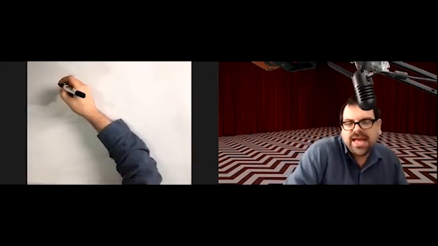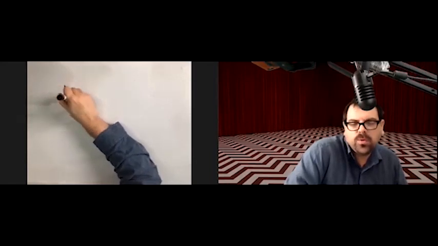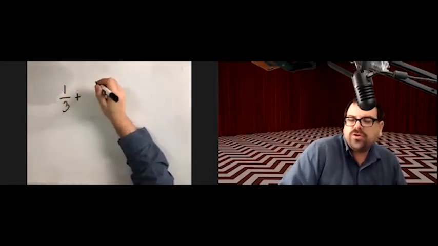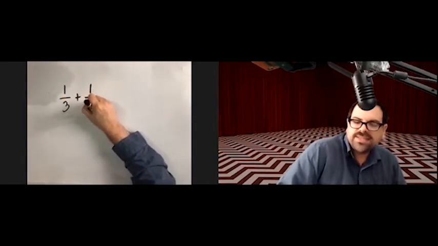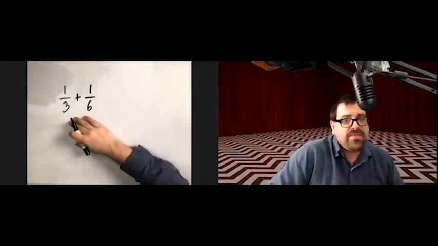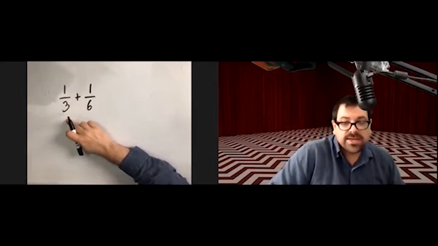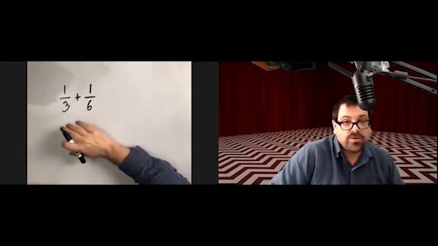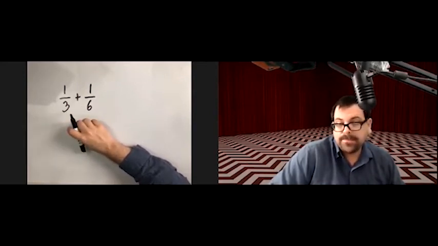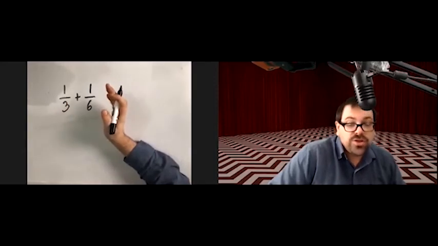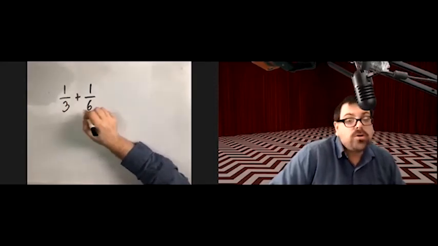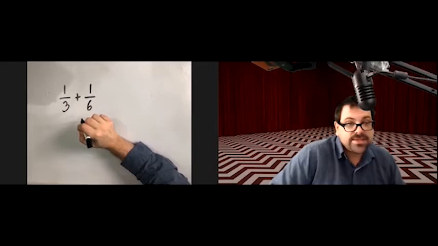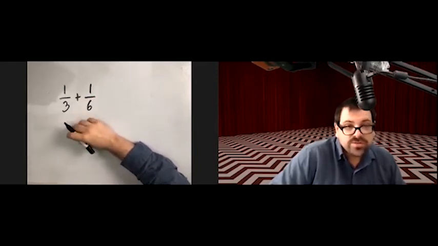For instance, if we had 1/3 plus 1/6, we can't add these, not yet, because they don't have the same number on the bottom. We can't add thirds and sixths when they are thirds and sixths. But what we can do is find the least common multiple of 3 and 6, which would be the least common denominator of these two fractions.